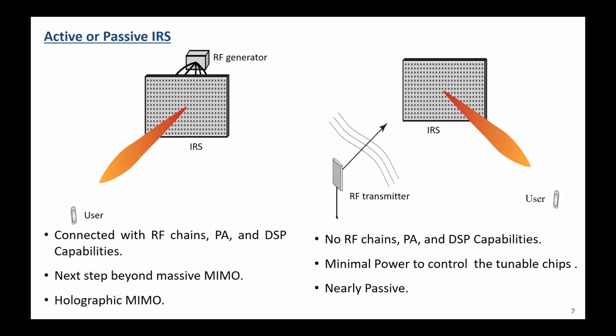The other mode of operation is passive IRS, where the intelligent surface doesn't have any RF chain or power amplifier or DSP function, and it doesn't consume any power for transmission. That's why it's named passive. However, of course, it consumes minimum power for controlling and tuning the elements. So it's better to name it nearly passive.